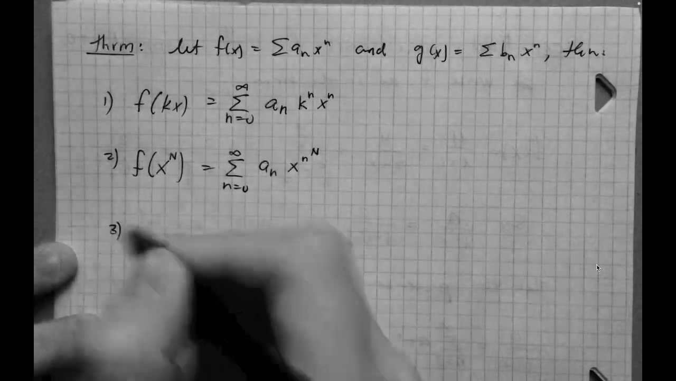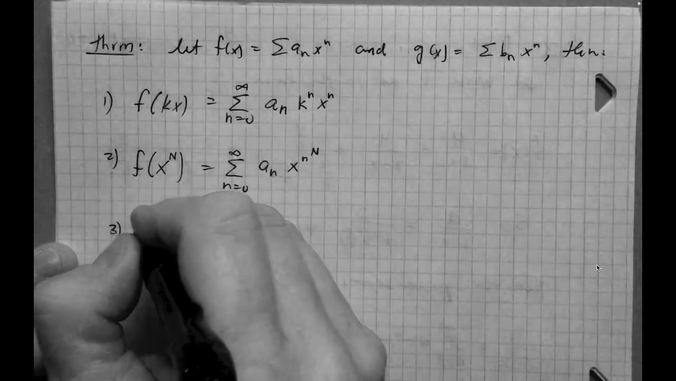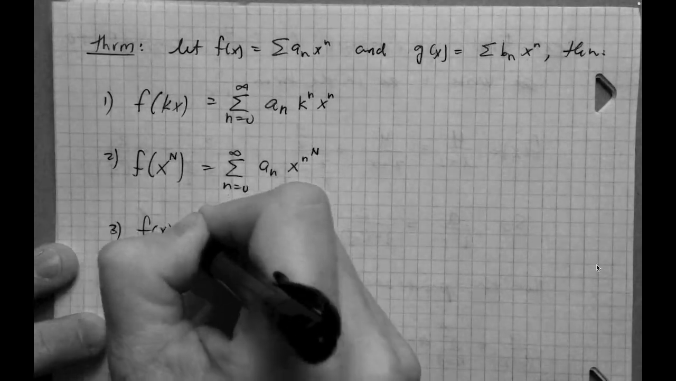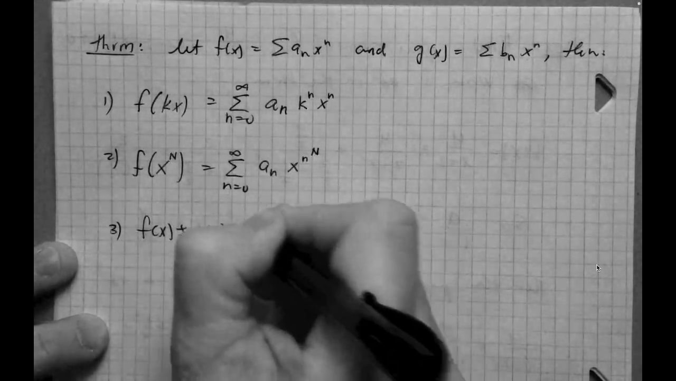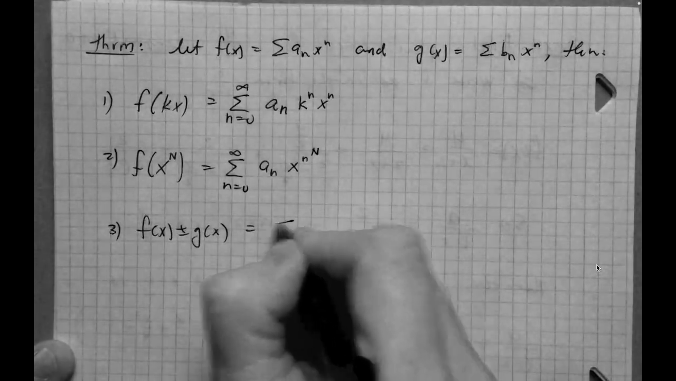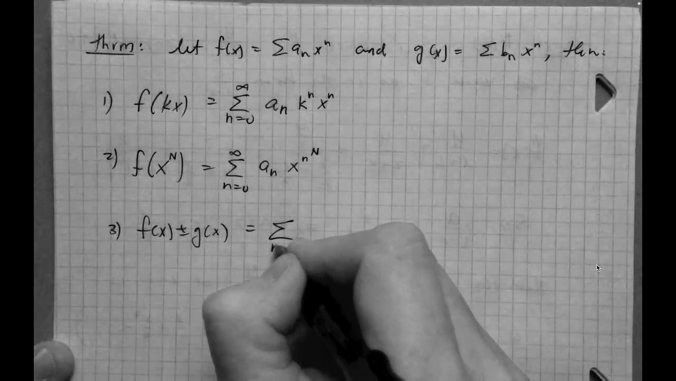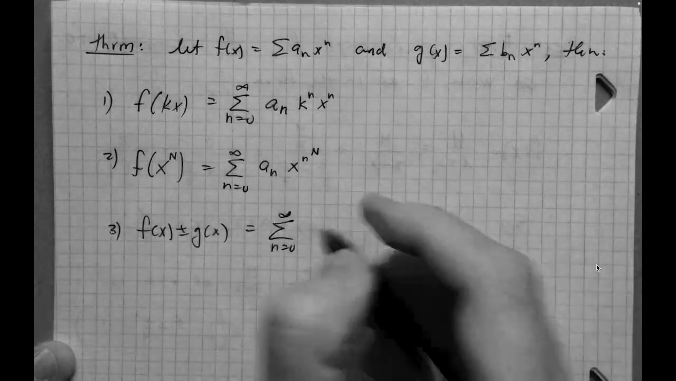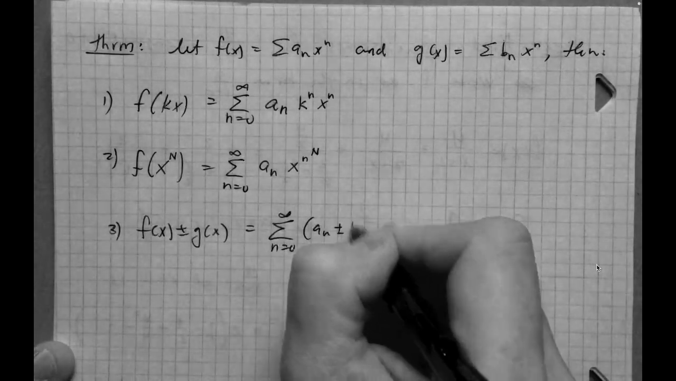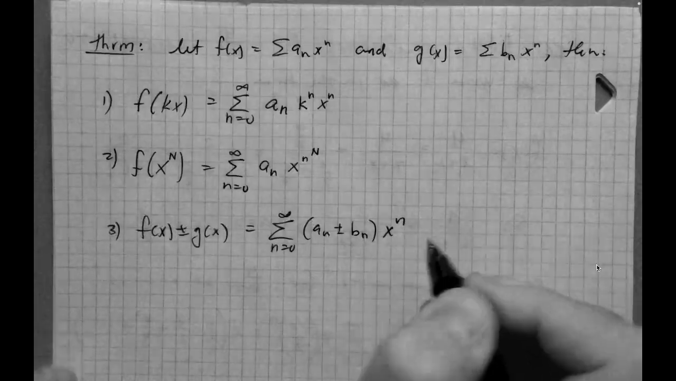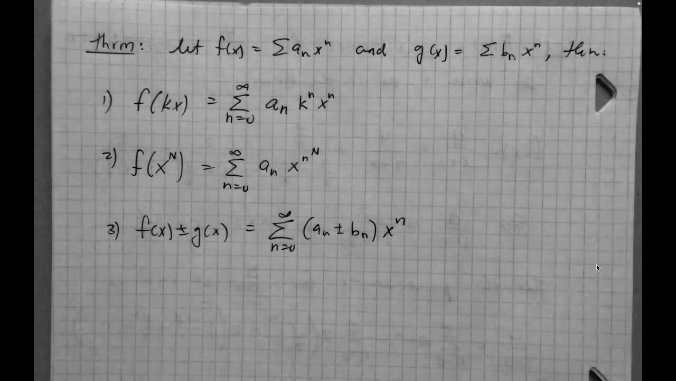What happens if I add or subtract? What about f of x plus or minus g of x? Well, again, this is a sum. So they work nicely together, don't they? This would be a of n plus or minus b of n, just as you would expect.